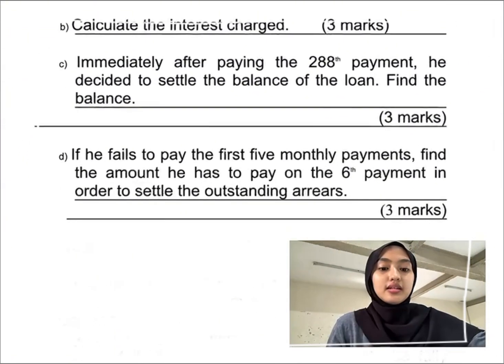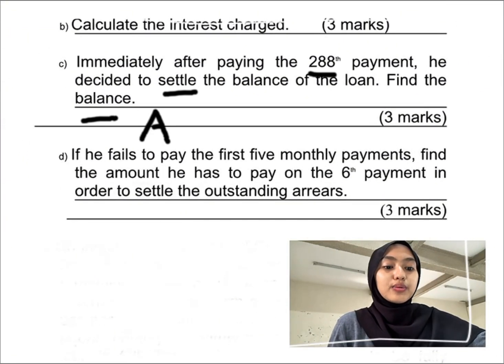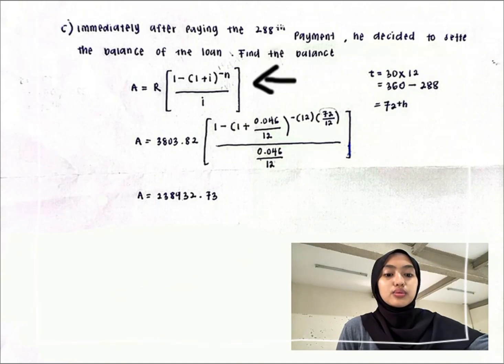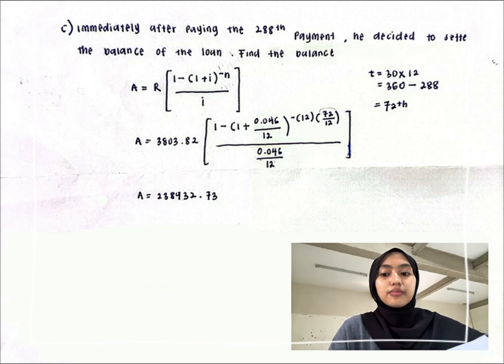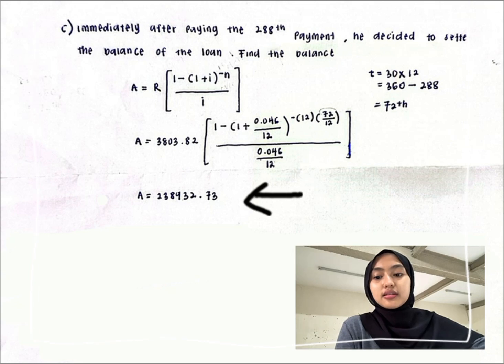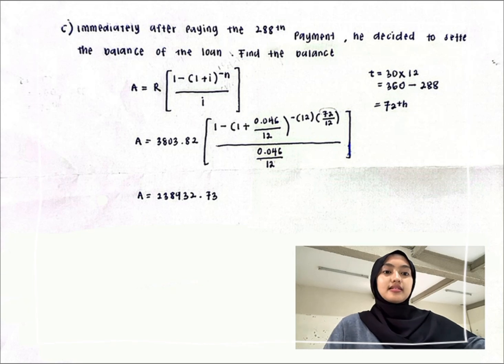20 cents. C. The question is, immediately after paying the 238th payment, he decided to settle the balance of the loan. Find the balance. So for this question we use this formula: A equals R[1 minus (1 plus i) to the power of minus n] per i. So we fill in all the information that we got earlier. For example, R is 3,803.82, and the final answer is 238,932 ringgit 73 cents. That is the final answer for C.